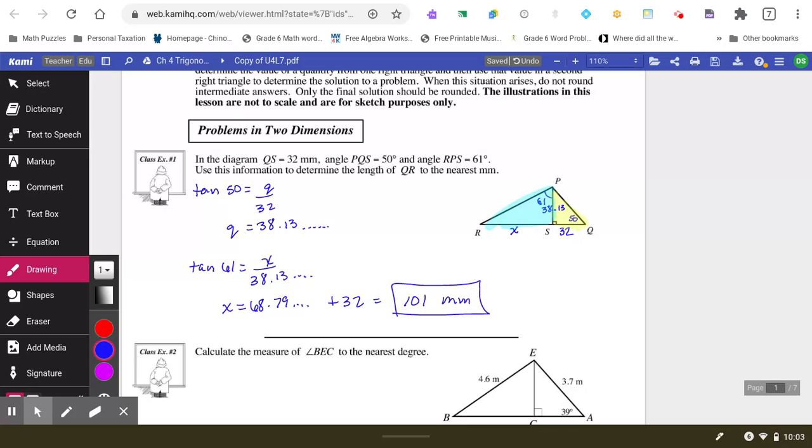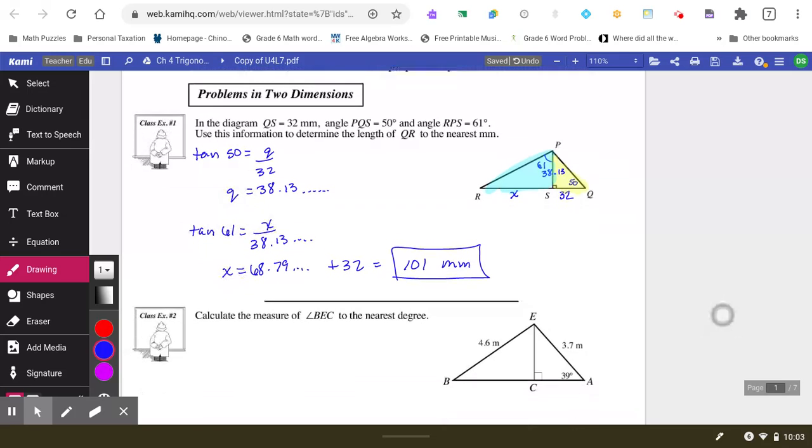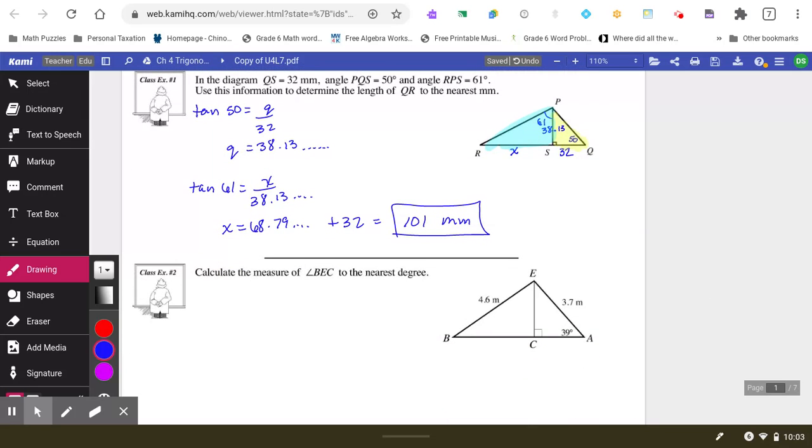So 2 steps in this process. Move from what you know to get help on what you don't know. Go from the side that you can find information to find usually the shared side.